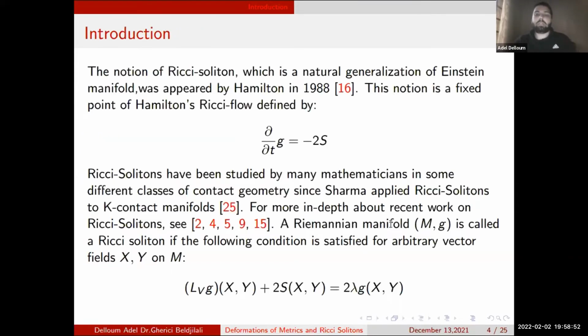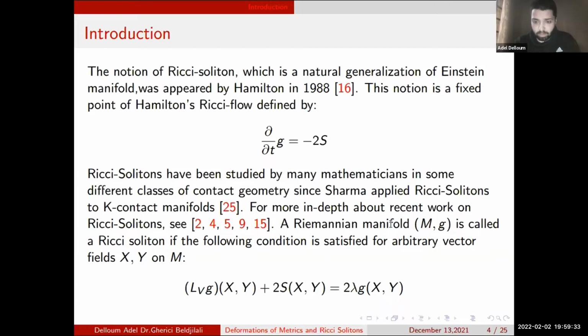So the notion of Ricci-Soliton is basically a generalization of Einstein manifolds. It was introduced by Hamilton, and basically a Ricci-Soliton is a fixed point solution for the Ricci flow. Ricci-Solitons have been studied extensively nowadays, and they've been applied a lot in contact geometry, because contact geometry is, like everyone knows, where the manifolds are classified into 12 classes, where each class is defined by a certain relation, which really helps in computations.